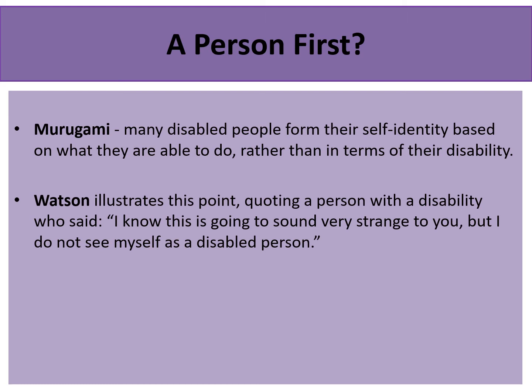There are studies which state that disability isn't necessarily a key part of an individual's self-identity. By self-identity, I mean how they see themselves. One study is Murakami. He found that disabled people form their self-identity based on what they were able to do, rather than in terms of their disability. If their abilities are blocked by societal or environmental barriers, such as poor access or awareness, they then blame society rather than their impairment. Another study comes from Watson, who quoted an individual with a disability, who said, "I know this is going to sound very strange to you, but I do not see myself as a disabled person." This shows that not all disabled people see their disability as a limitation and a key part of their identity.